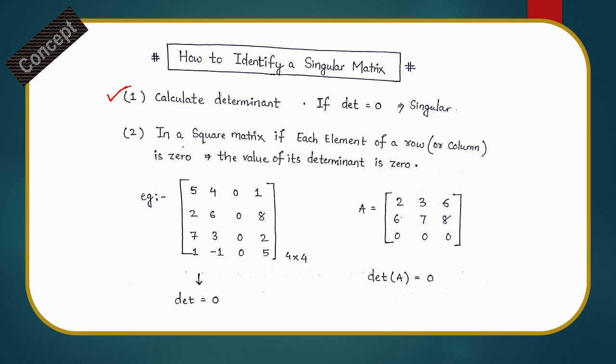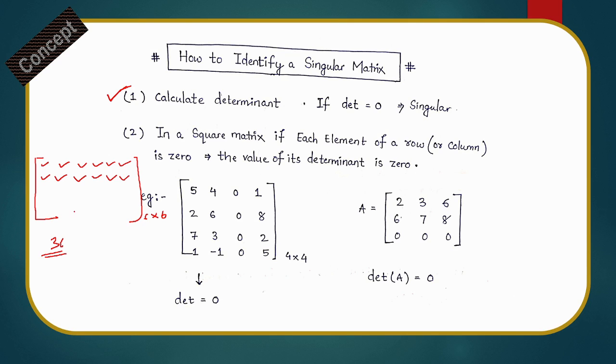The next method says, in a square matrix, if each element of a row or column is 0, then the value of its determinant is 0. Suppose a 6 by 6 matrix is given, with 36 elements. It is cumbersome and tough to calculate the determinant. So by observing, how can we tell if it is singular or not? Yes, we can tell.